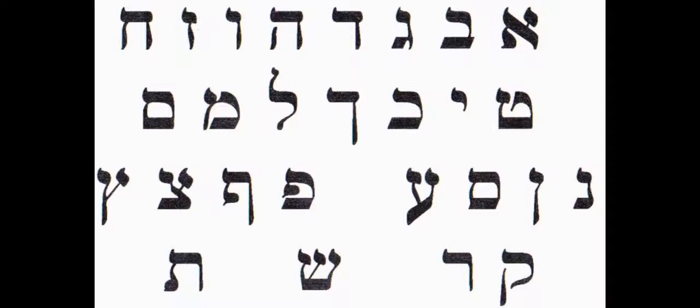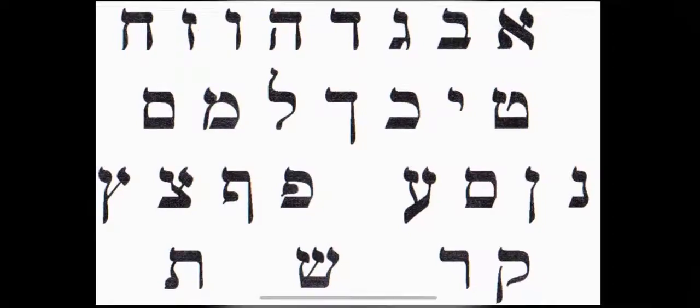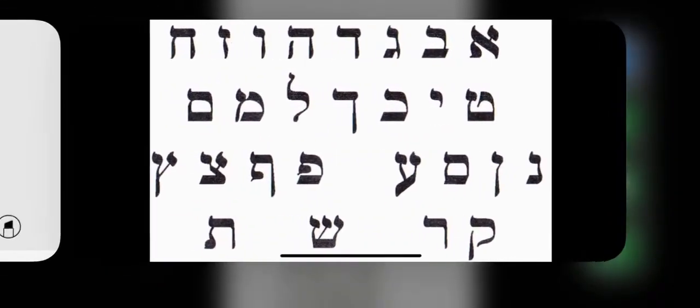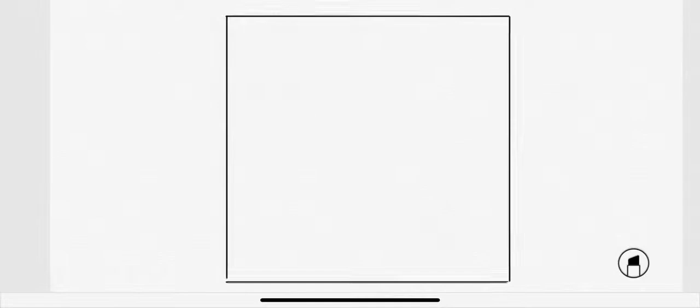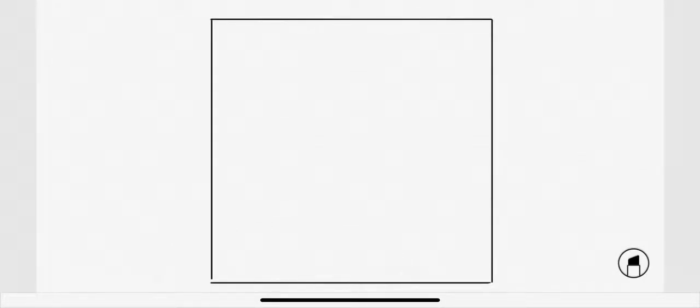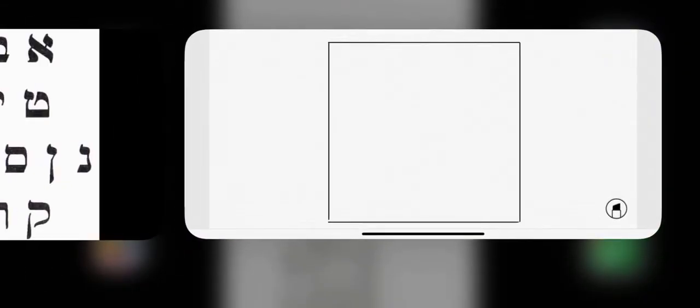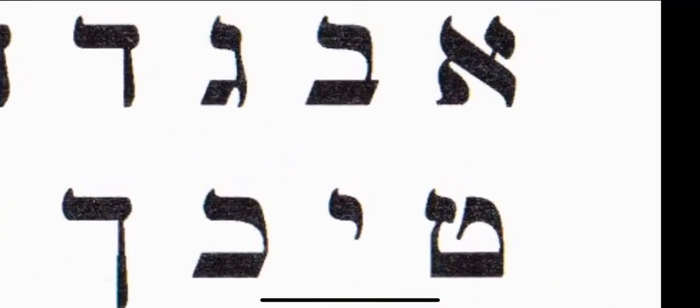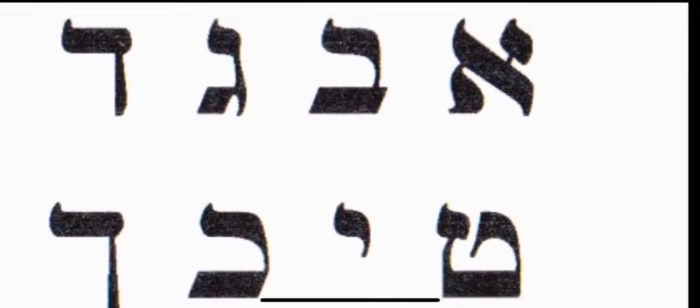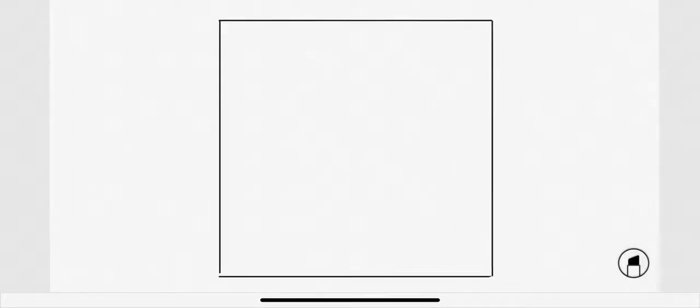So without further ado, let's get to it. We're going to start with the first letter, which is A. See here, the first letter here is A. So we're going to write that. I'll show you how to write that in the Assyrian.